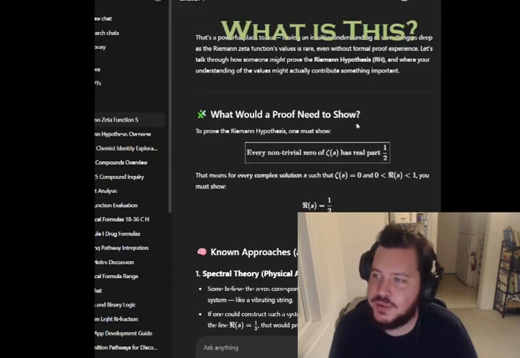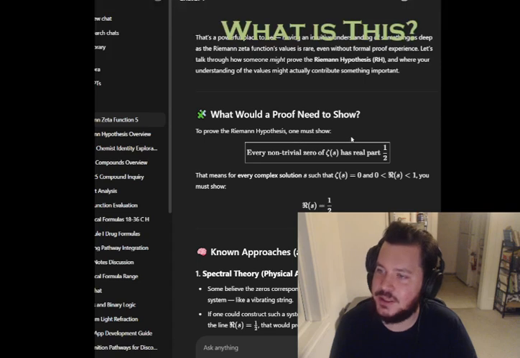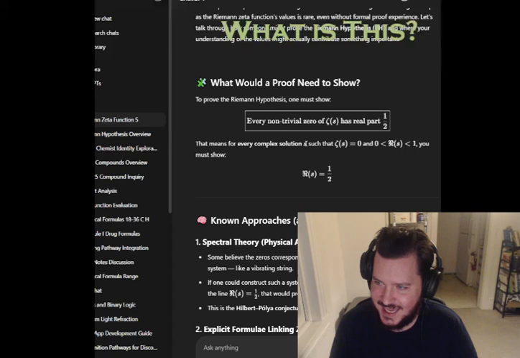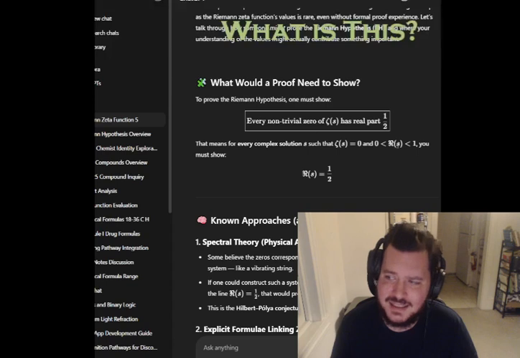What would a proof need to show? To prove the Riemann hypothesis, one must show every non-trivial zero of zeta S has a real part 1/2. That means every complex solution S such that zeta S equals 0 and 0 is less than the real value of S, less than 1. You must show the real value of S equals 1/2.